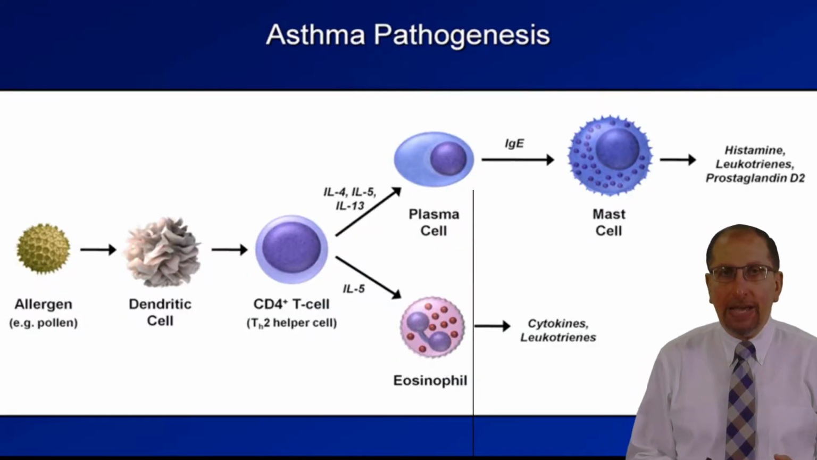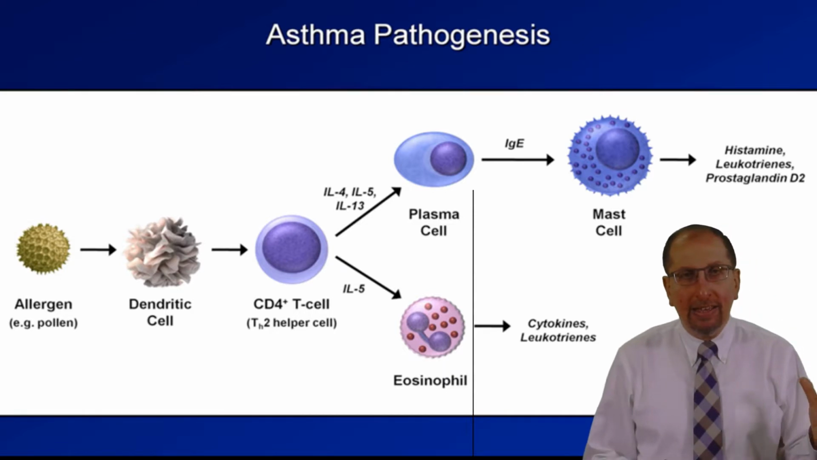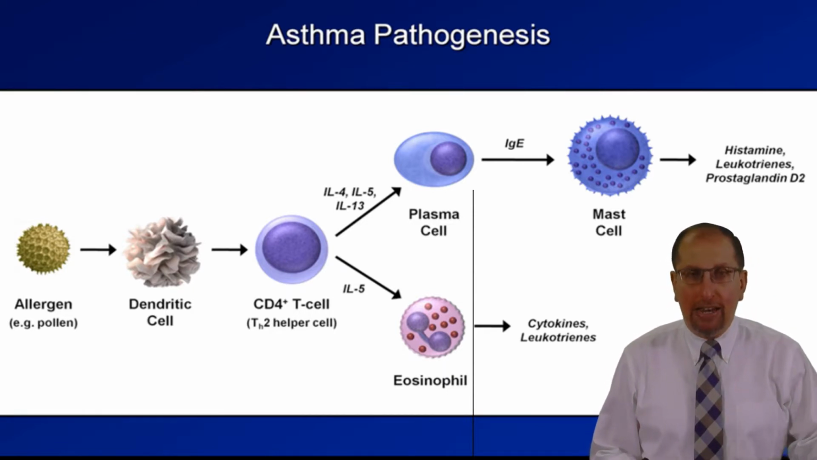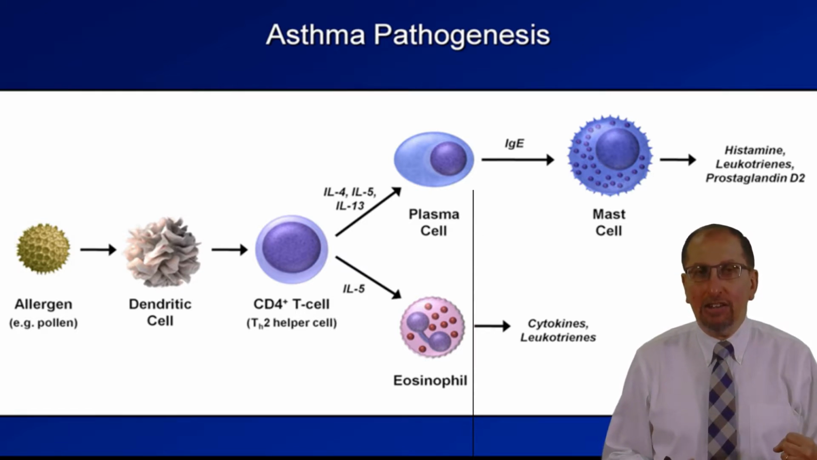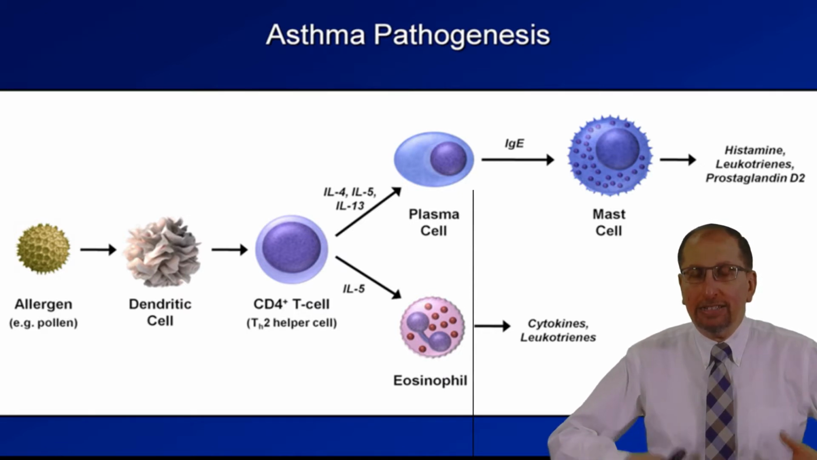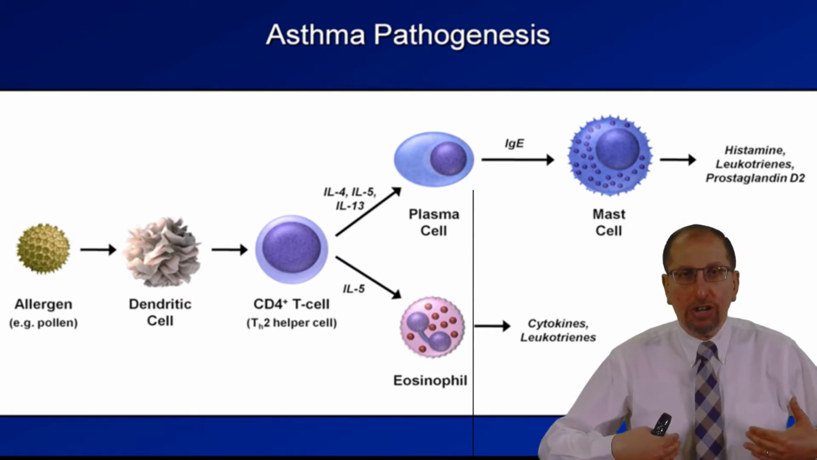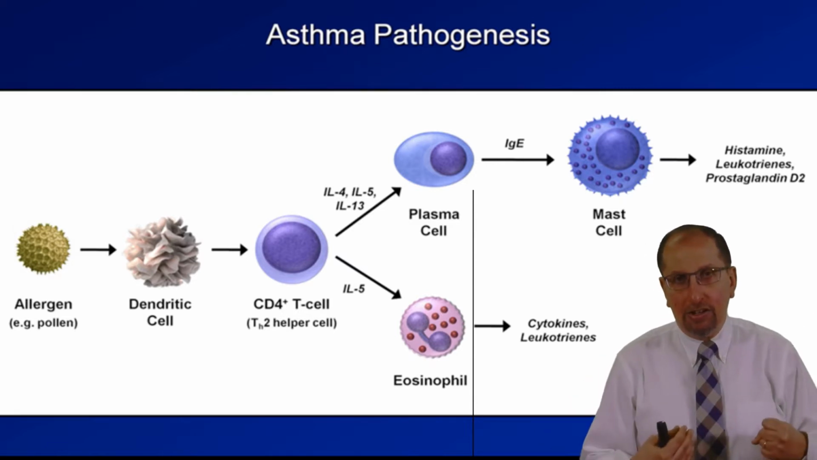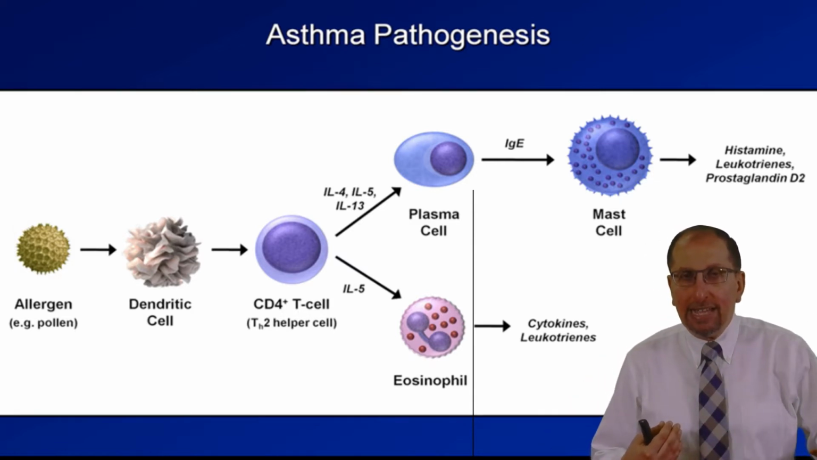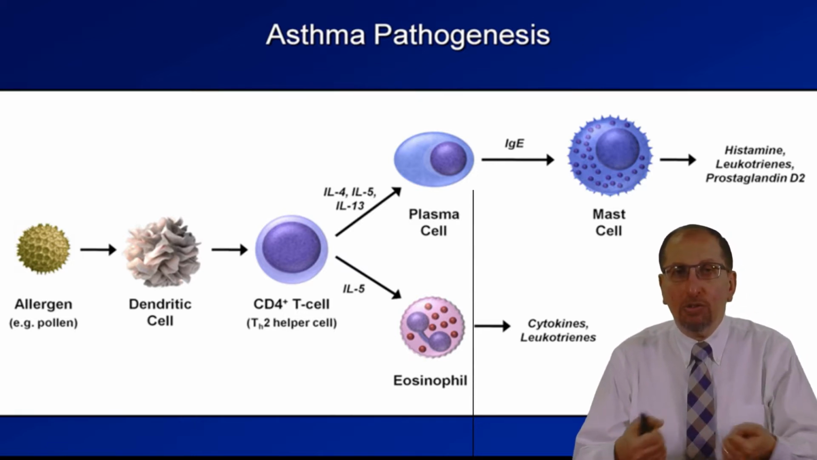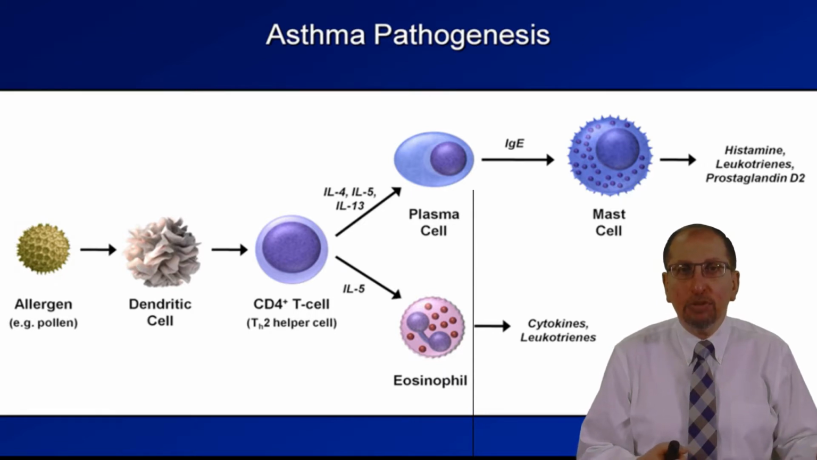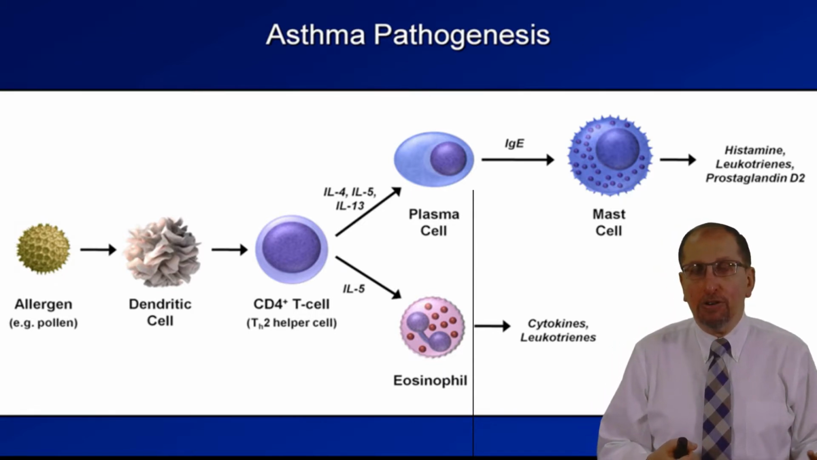Now let's discuss the pathogenesis of asthma. In asthma, you have a great element of allergy. You are allergic to something. And when you inhale this allergen, let's say a pollen grain, the dendritic cells, which are inflammatory cells present in the mucous membranes of your respiratory tract, are going to engulf this allergen, process it, and present part of it on their external membrane to the CD4 helper cell type 2, the type 2 helper cell.